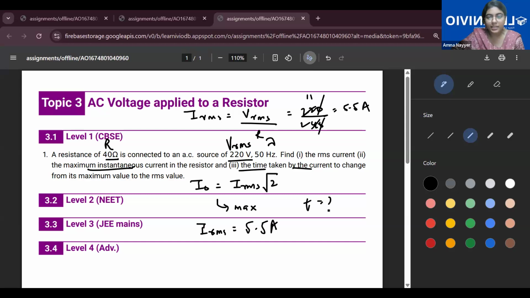It says what is the time, frequency is given to you. Okay, frequency is already present. PRMS is there, R is already given. Okay, R we have already used also in the first part. Now, time, current, and see how it is relating with the frequency. So if frequency is given, it says the time taken by the current to change from its maximum value to the root mean square value. Means from I naught to IRMS, what is the time that is consumed?